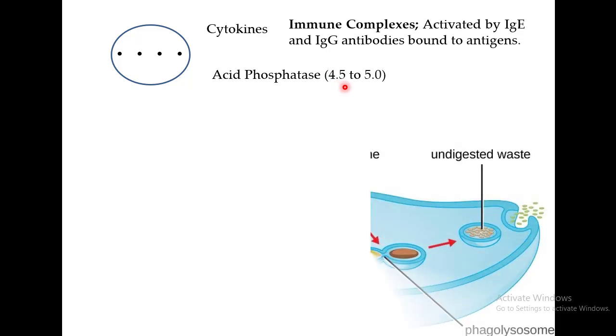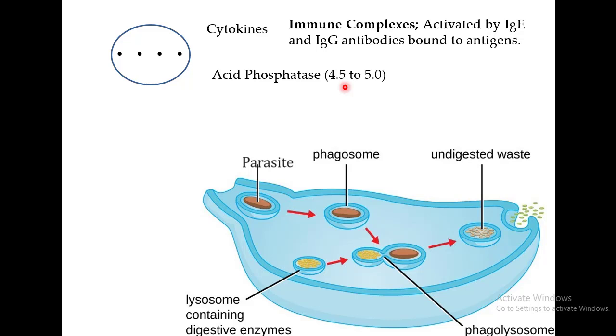Now, if you talk about phagocytosis, if this is the parasite that has been phagocytosed by the eosinophil, this membrane structure, the part of the membrane containing the parasite, is known as the phagosome. So the phagosome is the parasite plus the part of the membrane that has been used for phagocytosis. When this phagosome is formed, it combines with the lysosome, and the lysosome plus the phagosome is known as the phagolysosome.